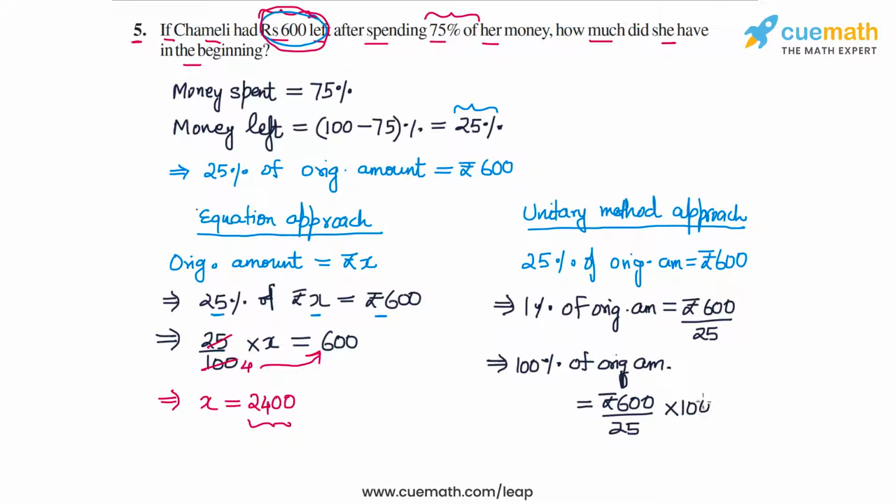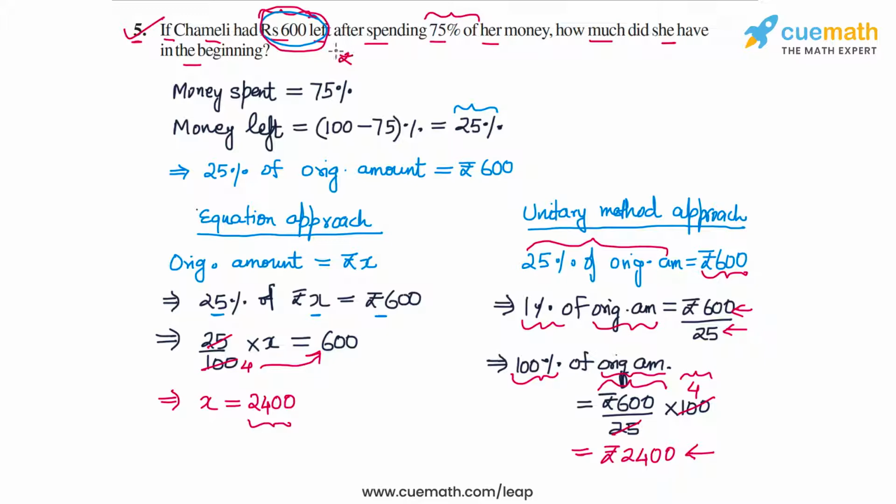So this will be 100% of the original amount. So 100 by 25 is 4, and 600 into 4 is 2400 once again. So the original amount is rupees 2400. So let me recap the unitary method again. We say that 25% of the original amount is 600. Hence 1% of the original amount is 600 by 25, and hence 100% of the original amount is 600 by 25 into 100, and this comes out to be rupees 2400 again. So the answer to question 5 is that Chameli had rupees 2400 in the beginning.